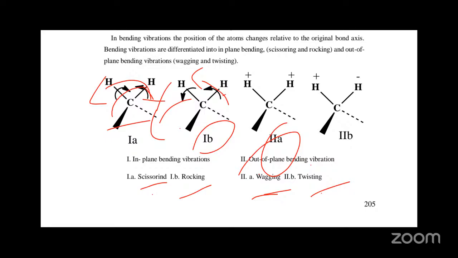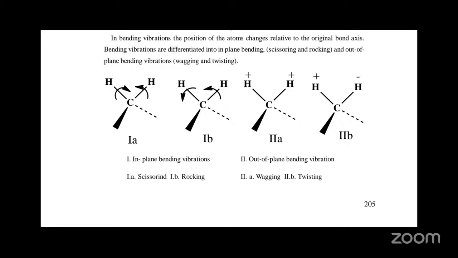In twisting, this particular hydrogen moves into the plane while the other is out of plane. So they move in opposite directions, and we call it an out-of-plane vibration.